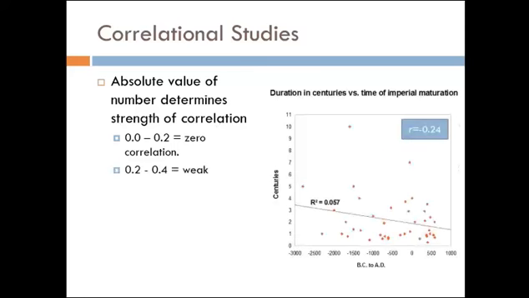Okay, the next level of strength would be 0.2 to 0.4. We call this a weak correlation, and I have to tell you, in psychology, a lot of our correlations are this sort of weak correlation.